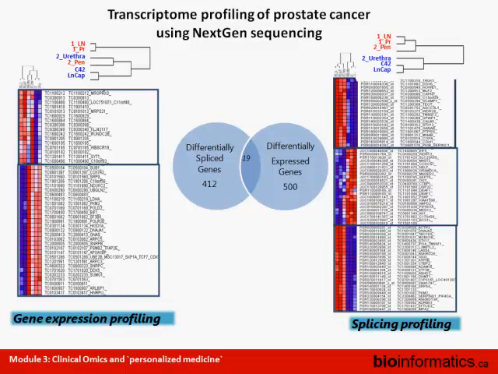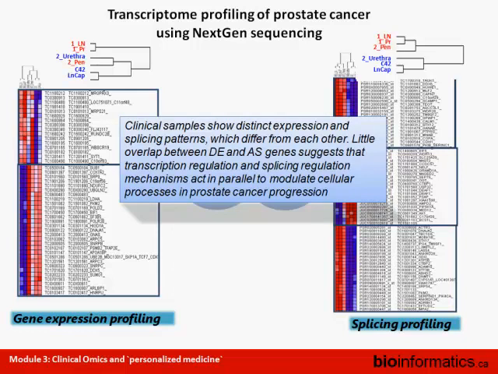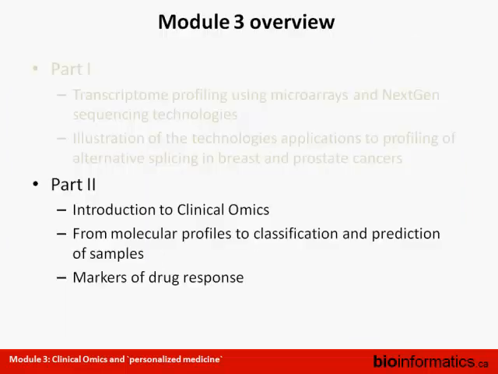From the first glance, the clustering is significantly different. There was a much tighter clustering of the splicing profiles compared to the gene expression profiles. And again, I saw very little overlap between differentially spliced genes and differentially expressed genes. This again suggested to me, very similar to the breast cancer case, that transcription regulation and splicing regulation mechanisms act in parallel to modulate cellular processes in prostate cancer progression.